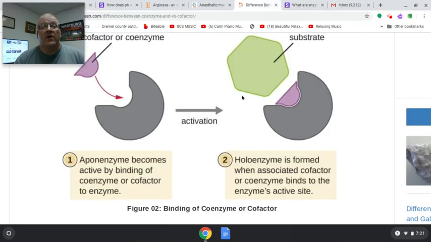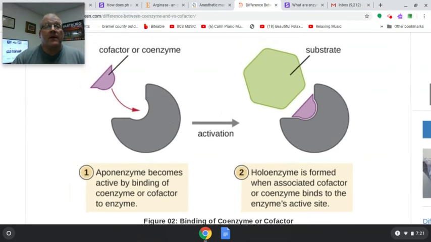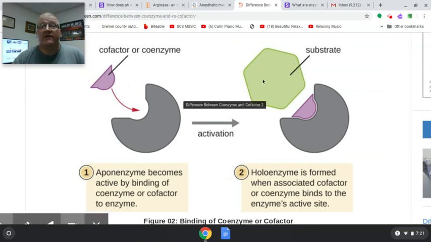Okay. So here we have an enzyme who's got to work on this hexagon-shaped substrate, but the active site isn't quite ready for that substrate until the cofactor or coenzyme first connects to that active site, making it the proper shape, and now the substrate can fit in that active site, and we can have the reaction catalyzed from there. So the cofactor helps the enzyme take on the proper shape.